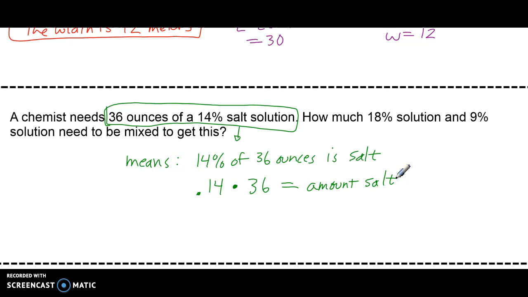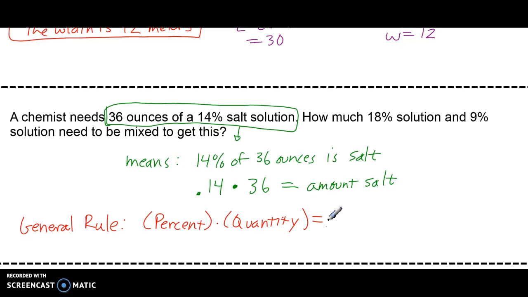Translates into this. And these mixture problems always have this pattern to them. So this is a general rule that you need to get used to. And it's luckily a fairly simple general rule. And that is that the percent times the quantity is the amount of whatever it is that you're talking about in your mixture. In this case, we're talking about salt.